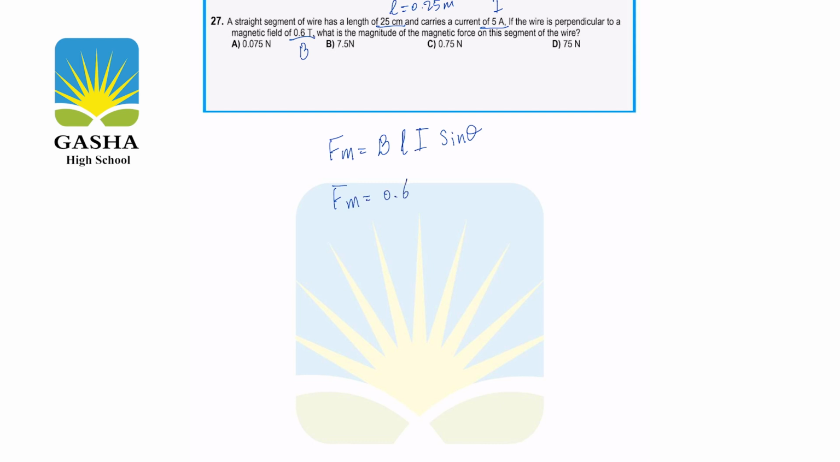You have to know why we can use this formula: we have two rules for magnetic force. The first one is for charges, which is QVB. But here we don't have charge, we have current. When you have a current and magnetic field and ask for magnetic force, remember to use this formula. So B is 0.6, L is 0.25, current is 5, and sine of 90 degrees is equal to 1. So we find the magnetic force is equal to 0.75 Newton, and that makes C the correct answer.